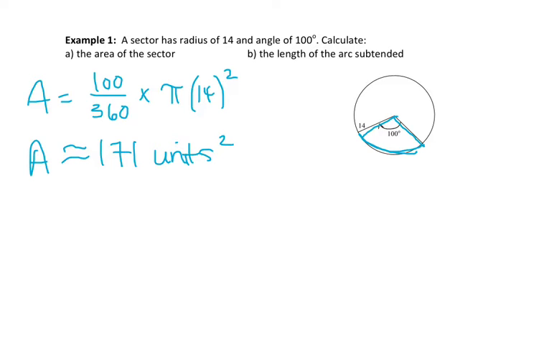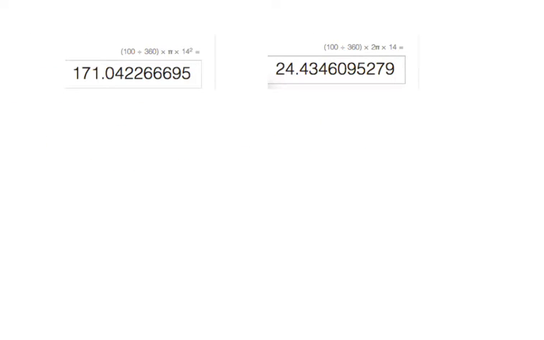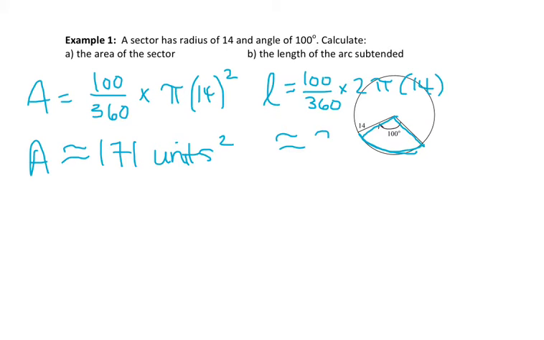The length of the arc, again, this is a fraction of the whole circumference. So our fraction here is 100 out of 360 times 2 pi r. Again, type the whole thing in to get the approximate value. 24.4. And that's just single units.